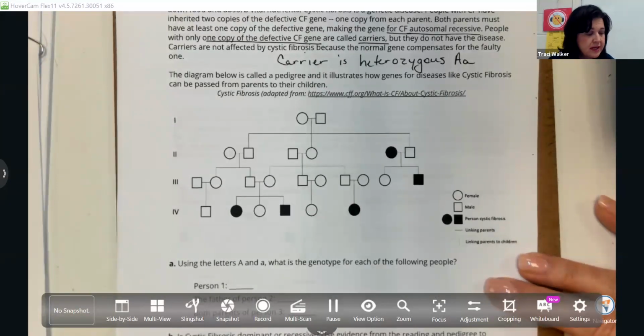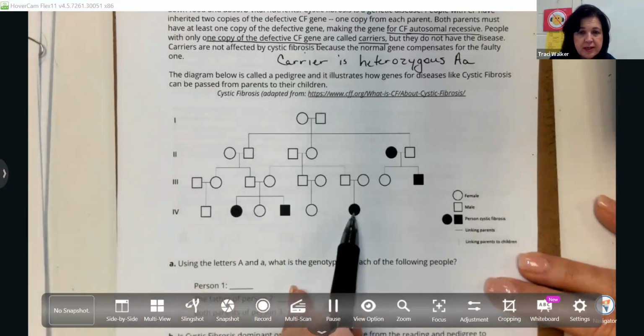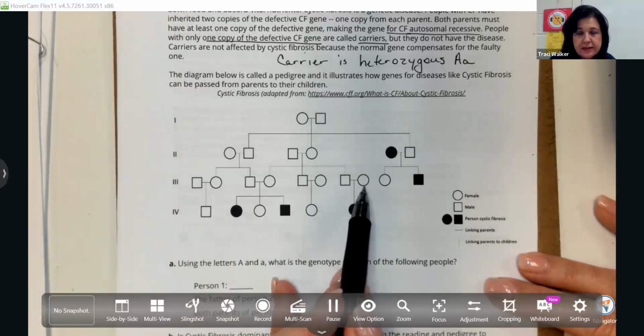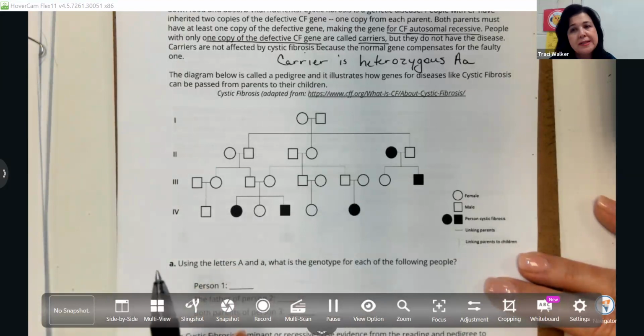And so if I start down here at the bottom, I see that these two are affected, but neither of their parents are affected. And this one is affected, but neither parent is affected. So that tells me that it's recessive, but now I have to figure out, is it autosomal recessive or sex-linked?